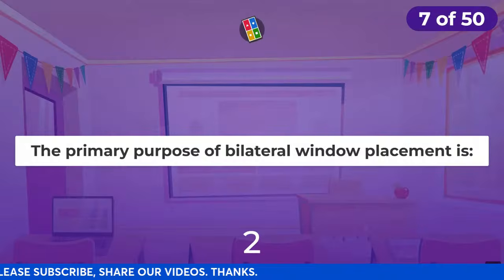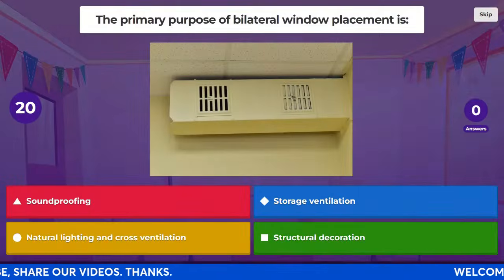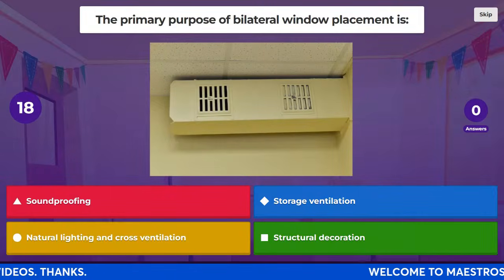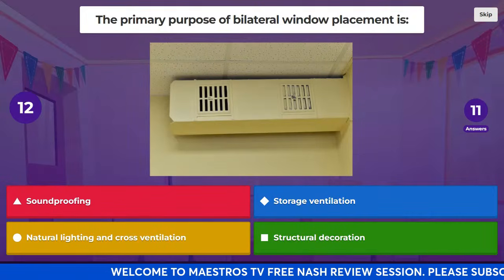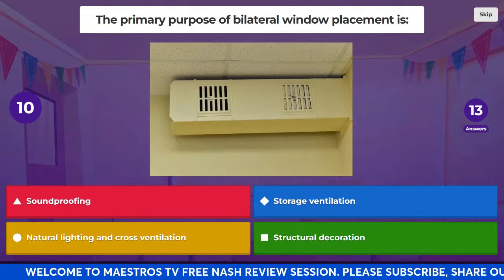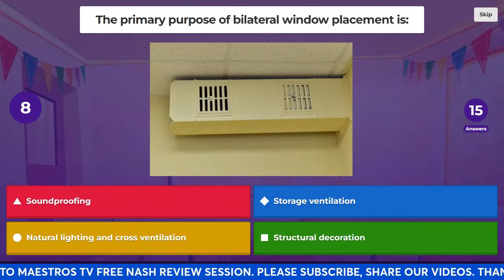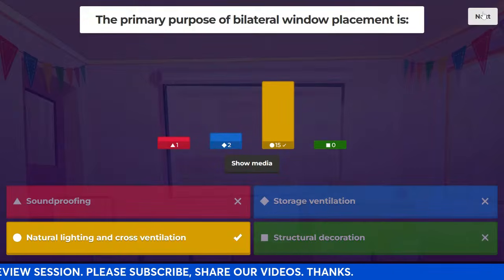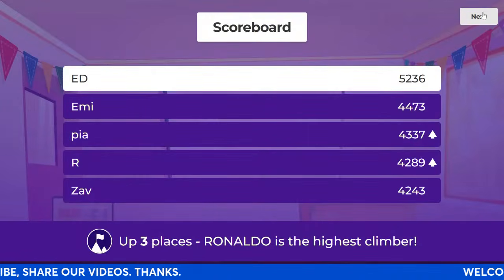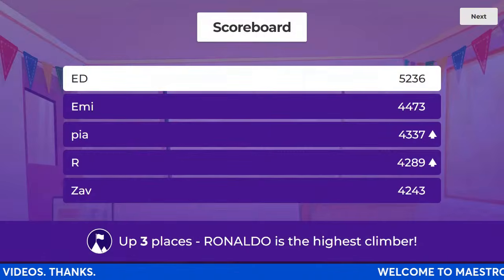Question 7. The primary purpose of bilateral window placement is yellow, for natural lighting and cross ventilation. Ed first, Emmy second, Pia, R, and Zal.